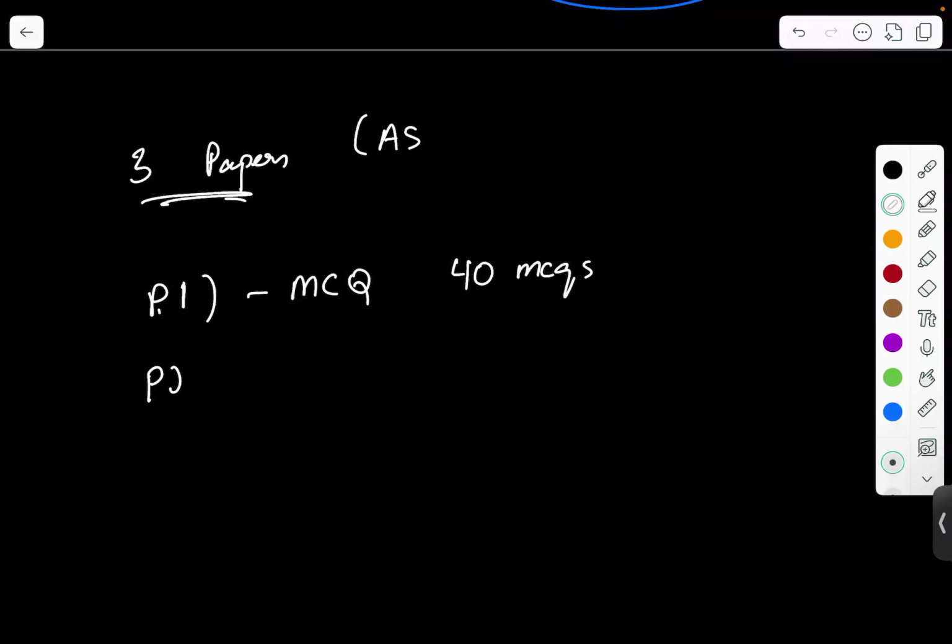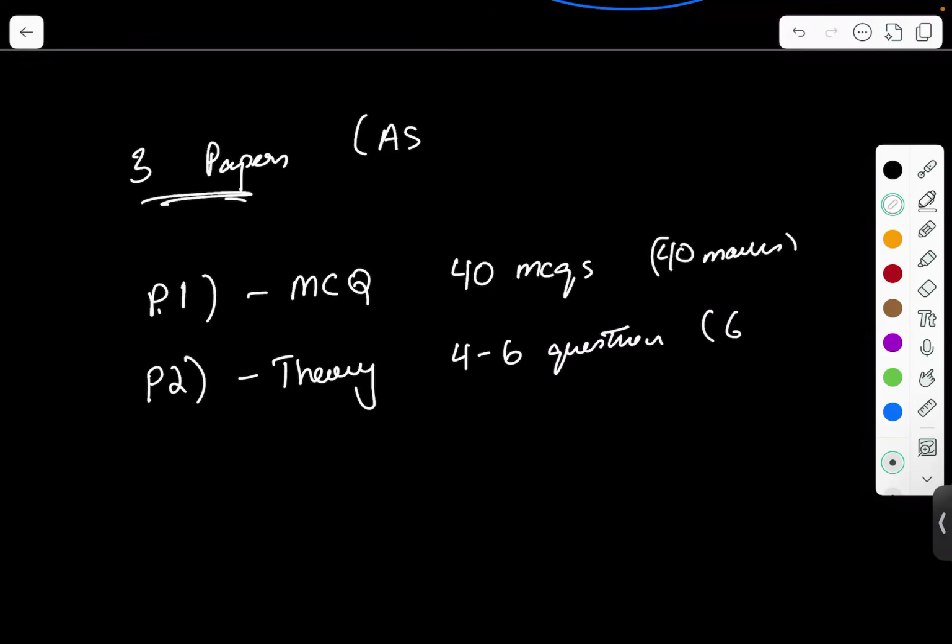You have paper two, which is your theory paper, just like you did in your O levels. You have an MCQ paper and a theory paper. This is worth 60 marks. You can have up to 4 to 6 questions depending on how they mark the questions. And then finally, you have your P3.